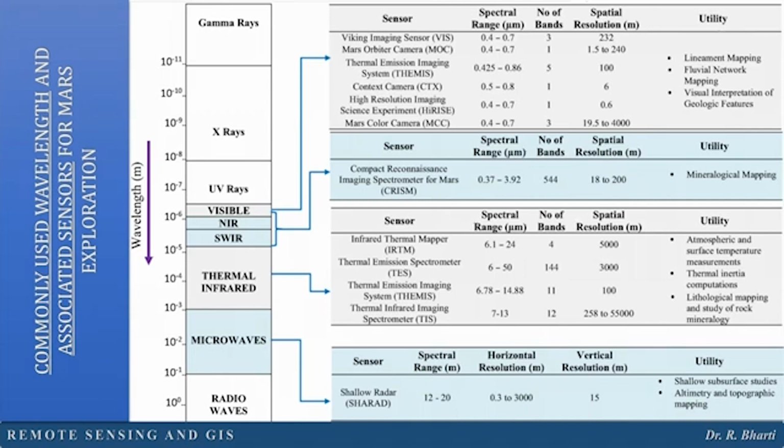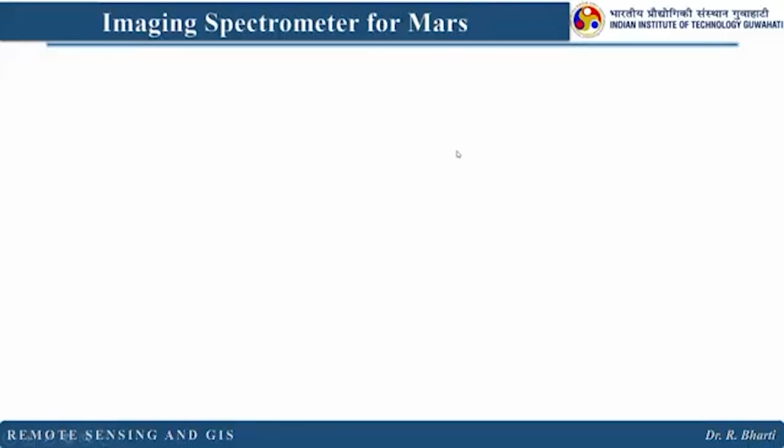We always start with our application, then we look for the wavelength in which we want to work and which wavelength is beneficial for solving our application or purpose, and then we look for which data sets are available for our studies. This is how we have to decide the data for our application. That was related to all the data sets available for Martian studies.